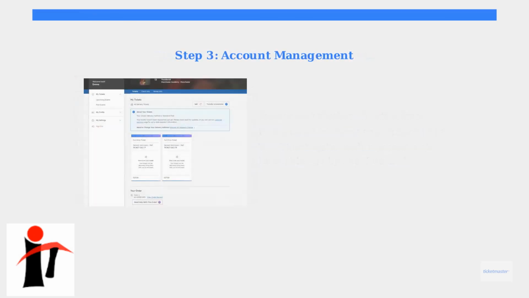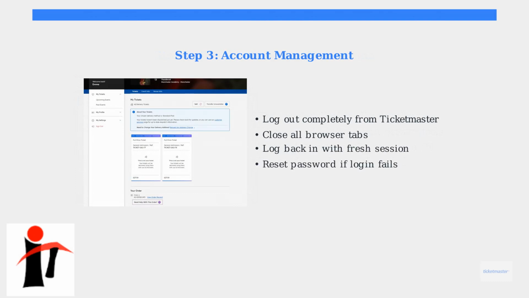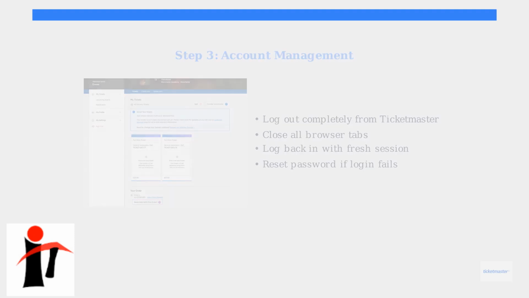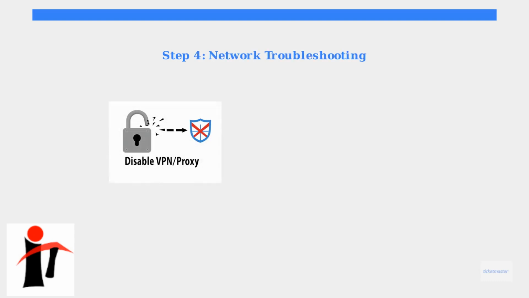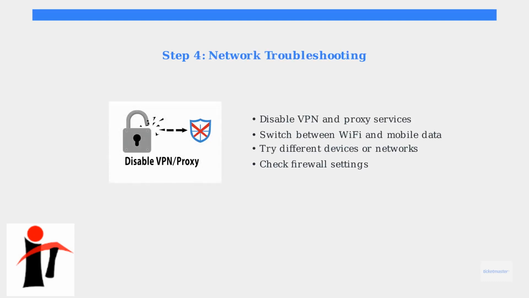Sometimes the issue is with your current session. Log out of Ticketmaster completely, close all browser tabs, then log back in. This creates a fresh authentication session. If you can't log in, try resetting your password. Network issues can trigger security blocks. Disable any VPN or proxy services you're using, as Ticketmaster may flag these as suspicious. Try switching between Wi-Fi and mobile data, or test from a different device or network entirely.